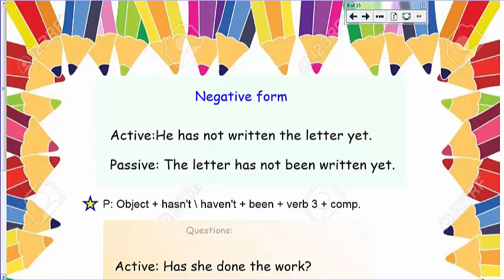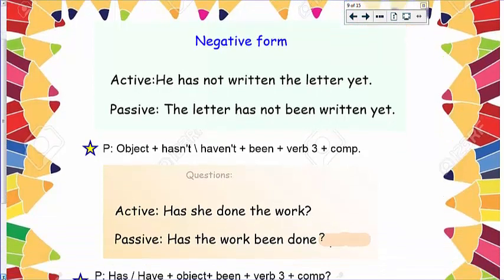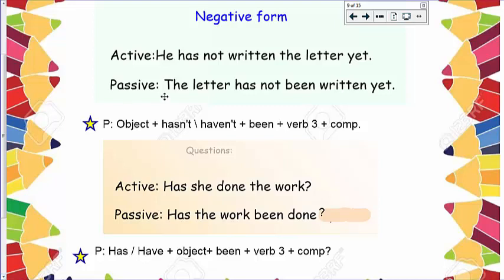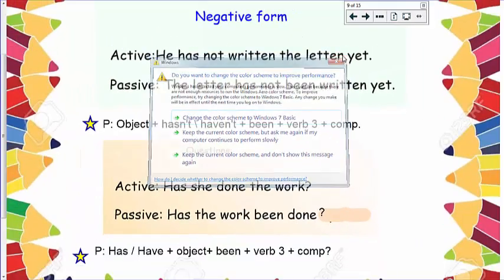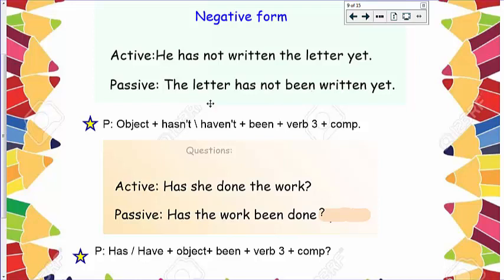Now let's move on to talk about active and passive in negative form and the questions. Look at this active sentence. He has not written the letter yet. The letter has not been written yet. Here we use not with has, and also here we use not with has. So the same, but we change the places of subject and object. So it will be object, hasn't or haven't, been, verb 3, and the complement of the sentence.